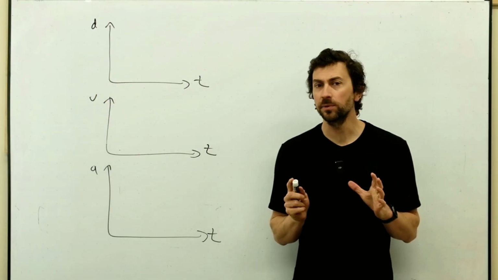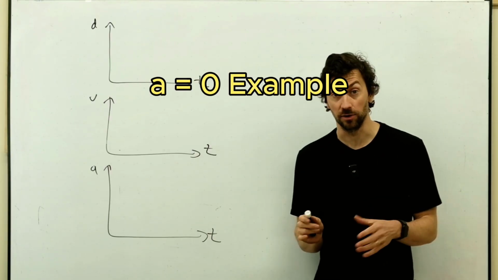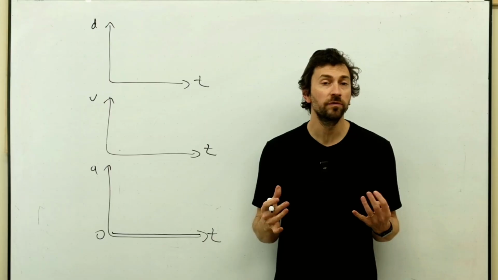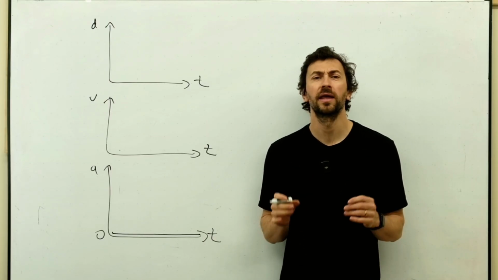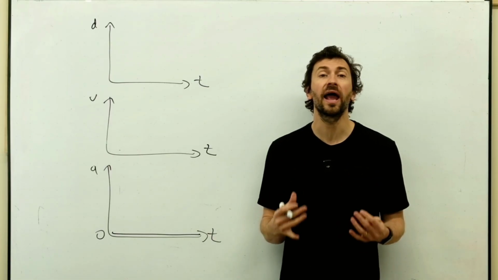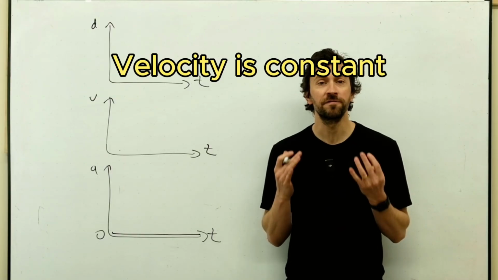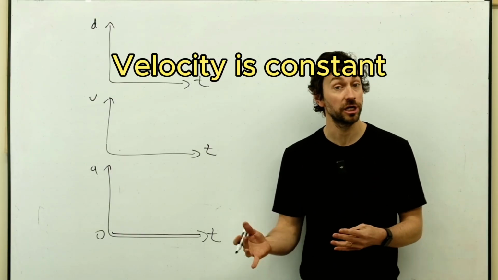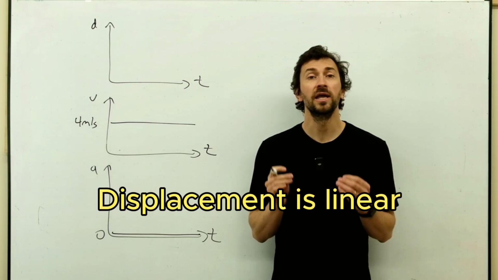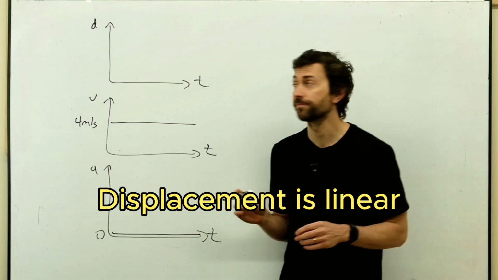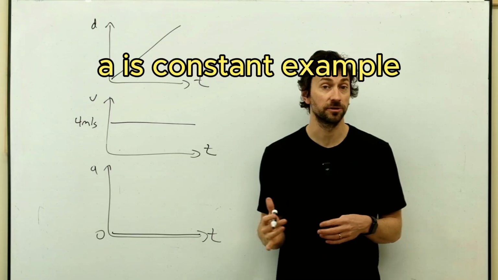So let's do a simple example of that. Let's imagine a situation where acceleration is 0. This might be a car moving, a person walking, or anything where acceleration is 0. In this case, the situation could have a velocity, maybe 4 meters per second, but it's some flat velocity where the velocity is not changing. When velocity is constant and acceleration is 0, displacement changes with a linear graph. Like that.